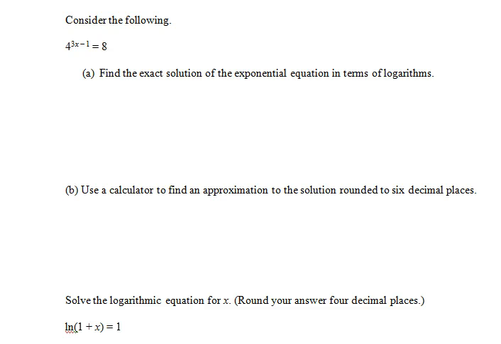Here we are given the exponential equation 4 to the quantity 3x minus 1 equals 8. We are to find an exact solution in terms of logarithms and then the approximate solution rounded to 6 decimal places. Since we have a single exponential expression this time, I'm going to rewrite this in terms of logarithms. So we'll have 3x minus 1 equals the log base 4 of 8.